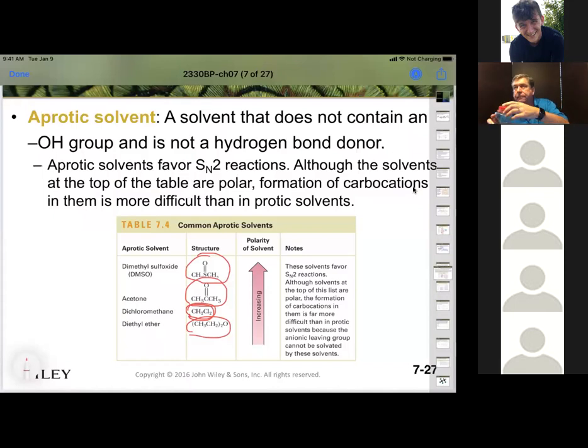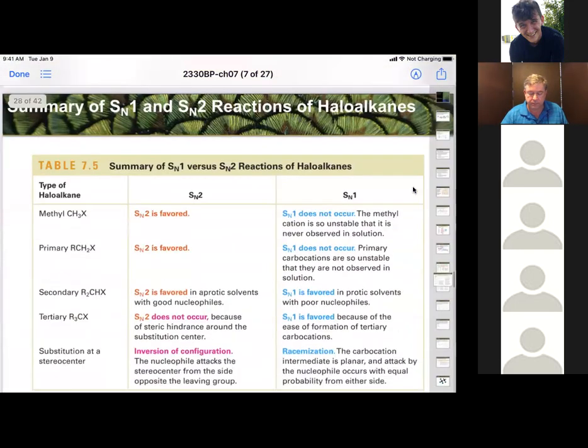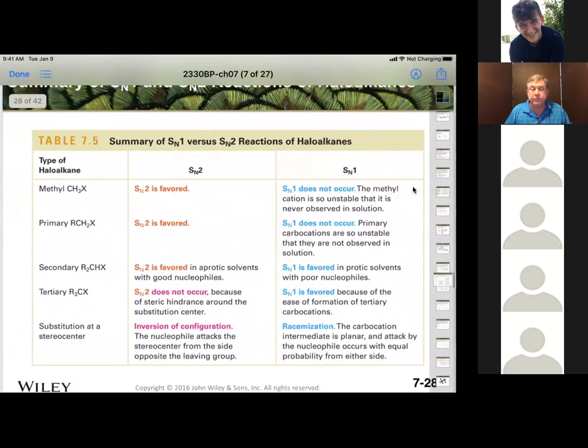Okay, so leaving group ability controls our system. The solvent controls our system. Okay, what else controls our system? Those are the two things that really are the nature of our alkyl halide, and the solvent tells us a whole bunch about the different reactions.